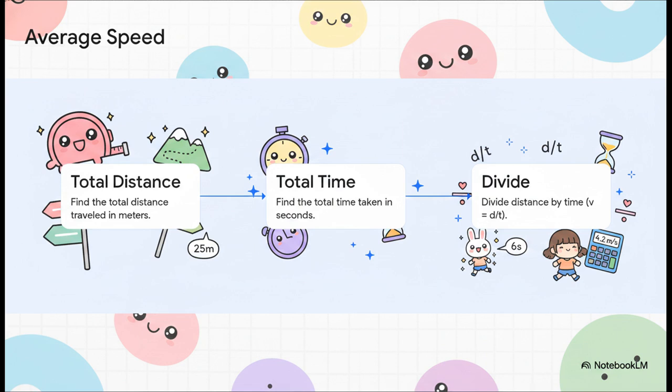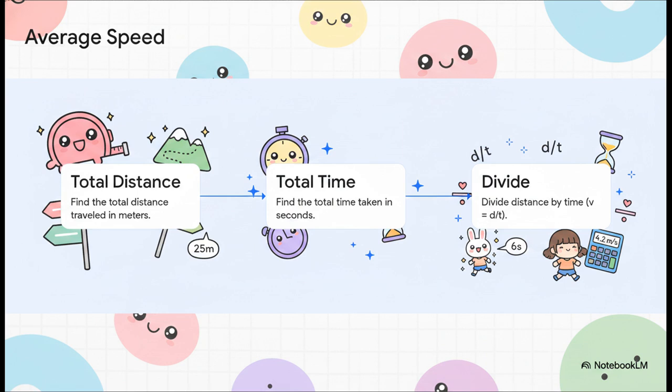The formula is V equals D over T. So if a girl runs 25 meters in 6 seconds, you divide 25 by 6, giving you an average speed of roughly 4.2 meters per second. Boom! It incorporates all her speeding up and slowing down into one helpful overall number.